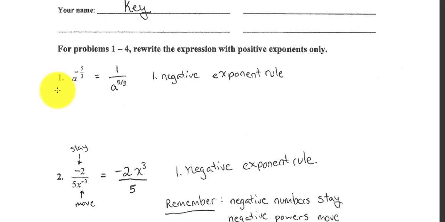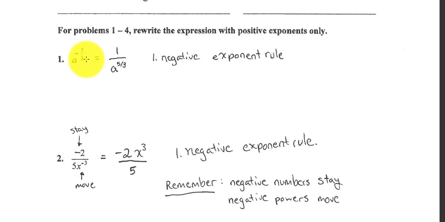If you look at problem 1, you'll see we have a to the negative 5/3. So first we want to handle the negative exponent by taking the reciprocal of our base. Our base is a, so we write 1 over a, right? 1 over a is the reciprocal of a. And we make the exponent positive, which becomes 5/3. So the directions say rewrite the expression with positive exponents only. And we've done that, right? We've rewritten this, and our exponent is positive.